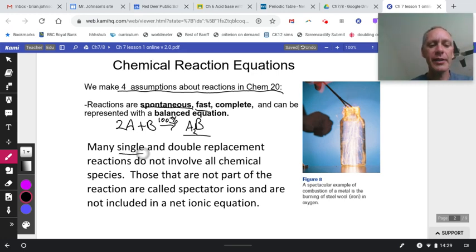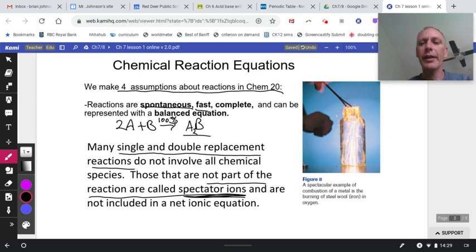Today we're going to be looking at single and double replacement reactions. And what you have to realize, we haven't done this before, but there are some single and double replacement reactions where not every chemical is actually part of the reaction. And if you are not part of the reaction, you have a special name. You're called a spectator ion. Just like spectators at the game cheer from the sideline, but they're not involved in the actual on-the-field play. Same thing in chemistry. If you're an ion and you're not taking part in the reaction, you're just watching from the sidelines, you're called a spectator ion.